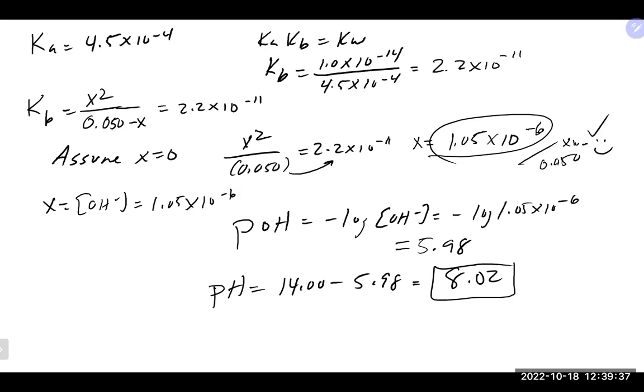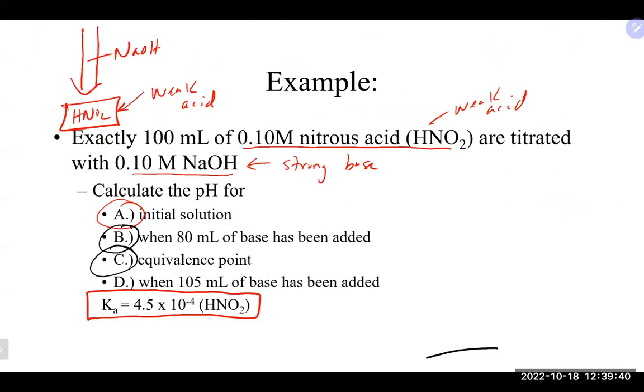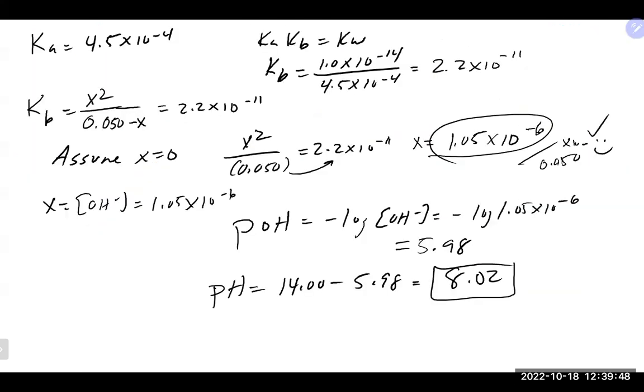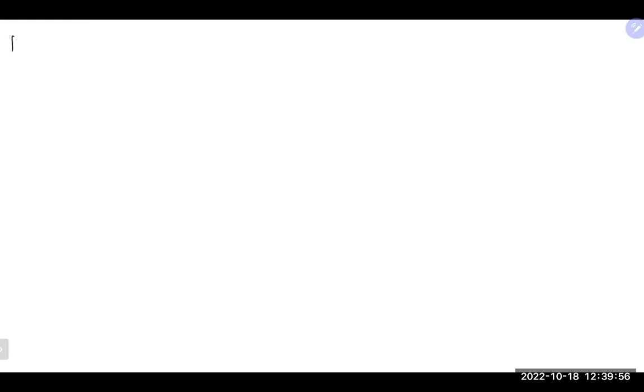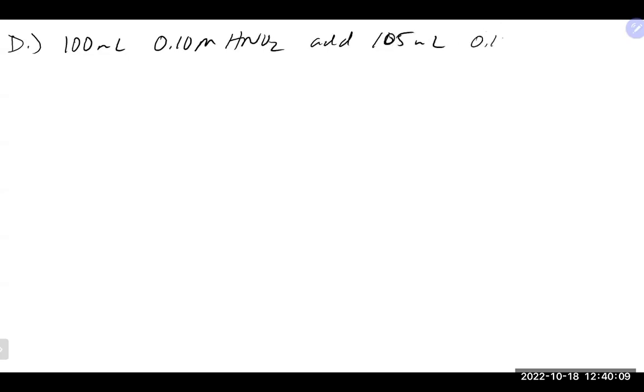All right, one last spot here we're talking about, which is the letter D. We are at 105 milliliters of base added. So let's take a look at that. D is, again, we're still starting with our 100 milliliters of 0.1 molar HNO2. At this point, we're adding 105 milliliters of our 0.1 molar sodium hydroxide. Once again here, we'll do our reaction.